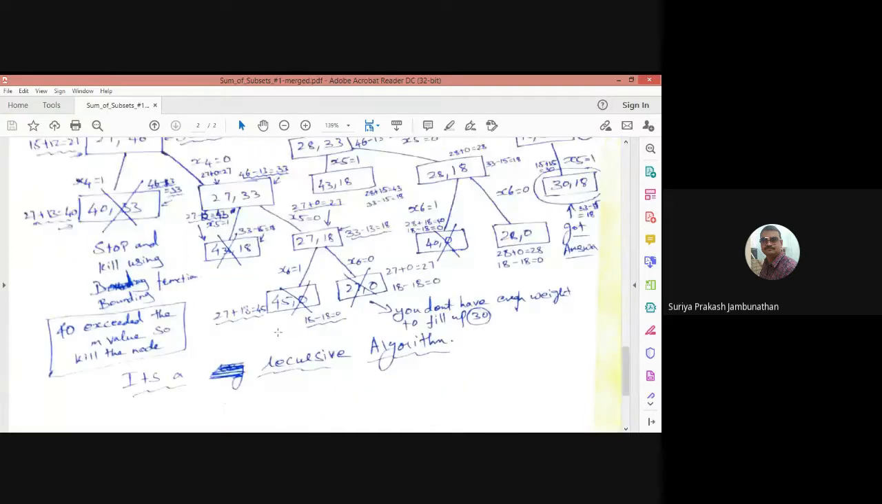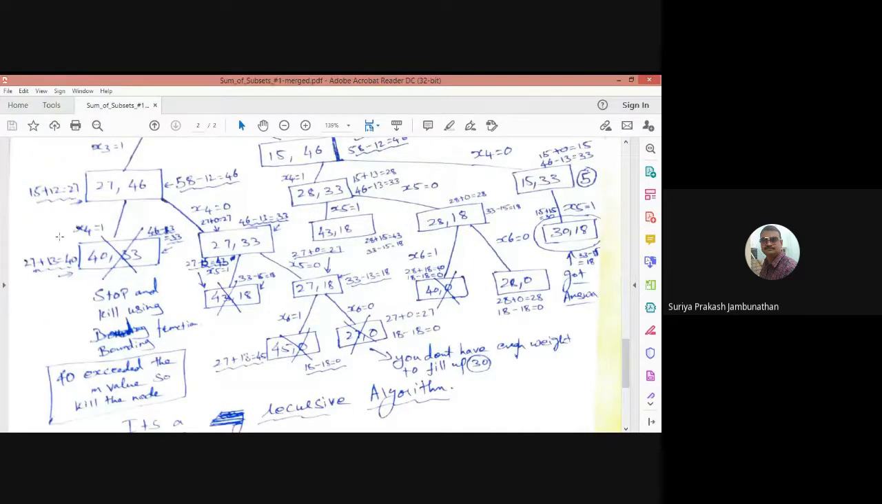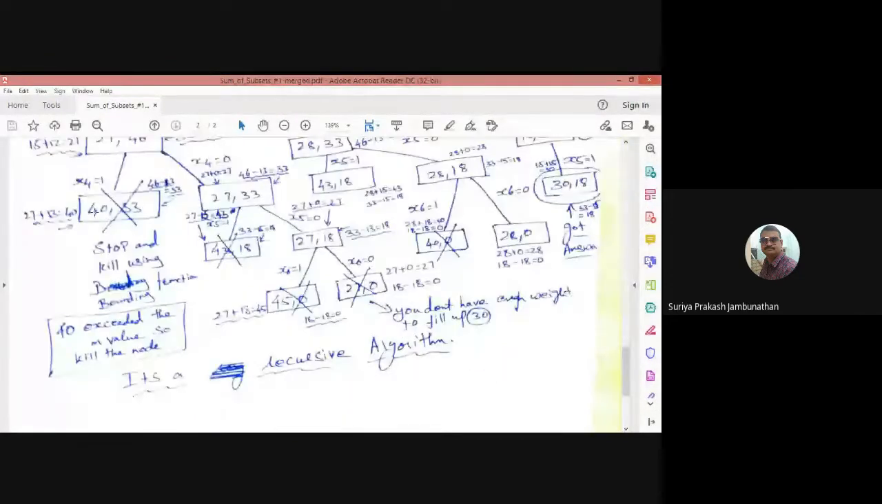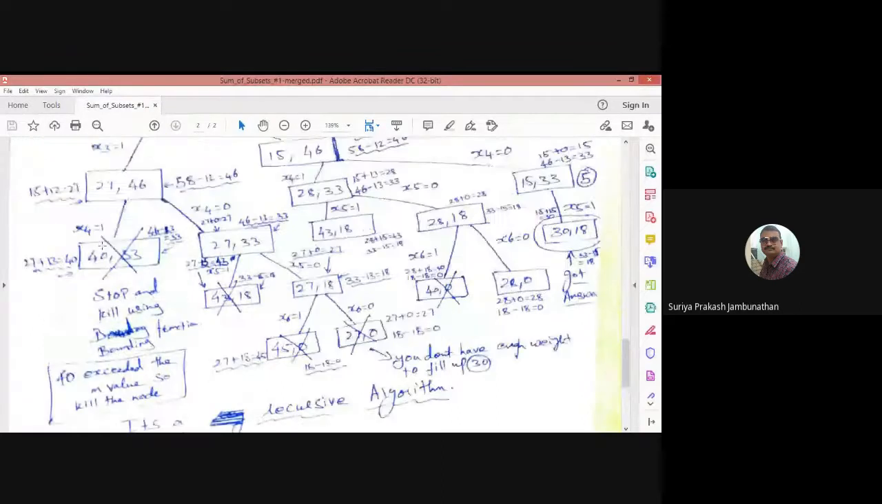WiXi is the value we are getting from the previous value, that is 27. 27 plus 13, because this particular weight is 13, we are getting 40. 40 is greater than 30, so the condition fails here, and we are not considering this particular leaf node.